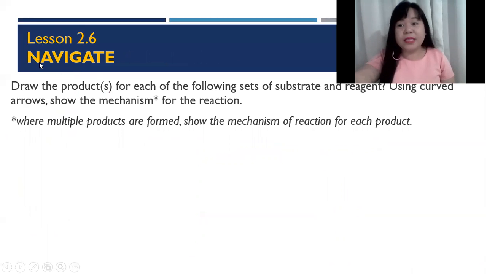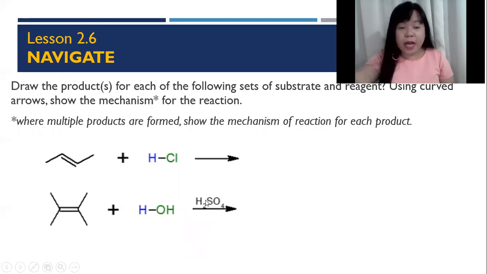We proceed with some examples from the navigate part of the module. So draw the products for each of the following sets of substrate and reagent. Using curved arrows, show the mechanism for the reaction. We have these two reactions. And if you can still recall, we are supposed to show the movement of electrons from the nucleophilic pi bond to the electrophilic moiety of the addition reagent.